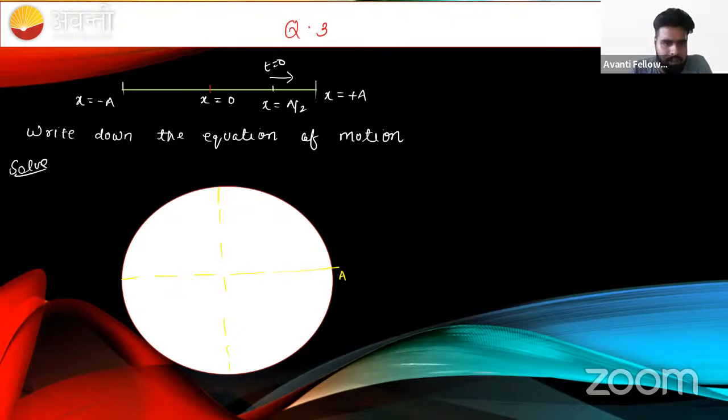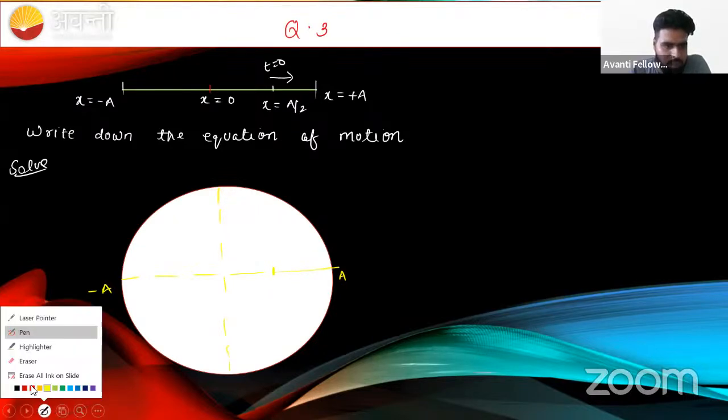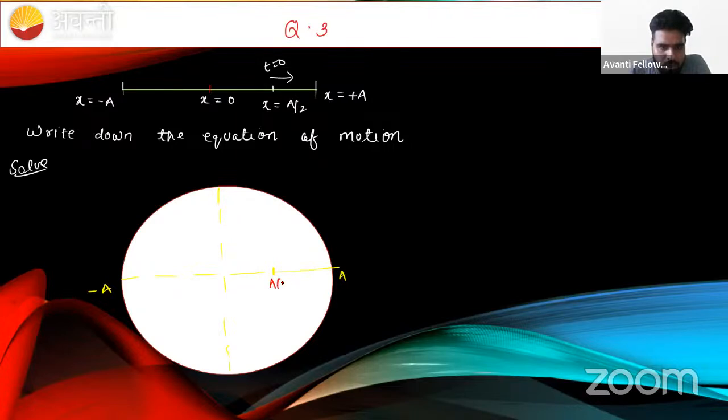So this is plus A, this is minus A. I hope this is clear. And our particle is at this position, say this position is A by 2. What is our assumption? Our particle is moving in the clockwise direction. At x equal to A by 2, there are two possibilities: our particle can be here, or at the lowermost point, that is not the lowermost point, that is the projection. So which point do we have to choose here? We know that at this point the direction of velocity is here.